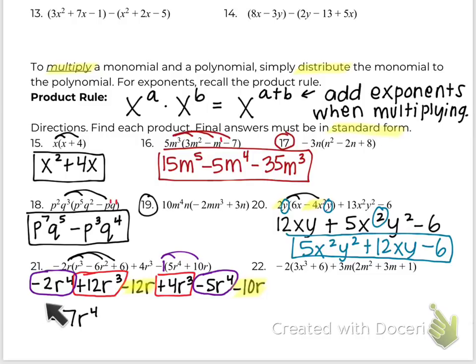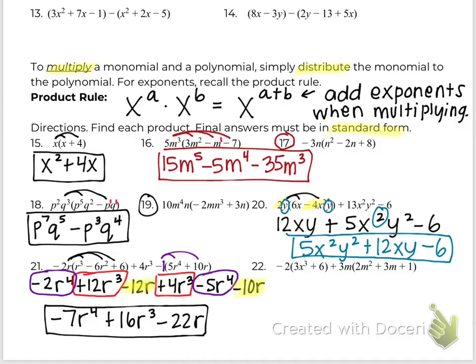Negative 2 minus 5 is negative 7, and we don't add the exponents because we're adding the numbers together. We just keep the exponents the same. This just tells us that it's like terms and we can combine. If we were multiplying these two numbers, then we would have to add the exponents. Okay, but since it's just negative 2 minus 5 is negative 7, we keep that r to the 4th the same. And then 12 plus 4 is 16, r to the 3rd, you keep those the same. Negative 12r minus 10r is negative 22r.